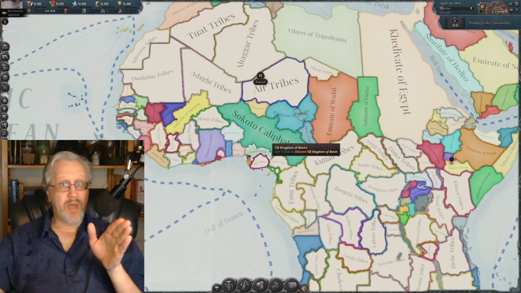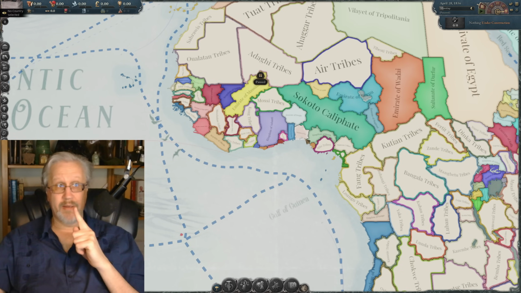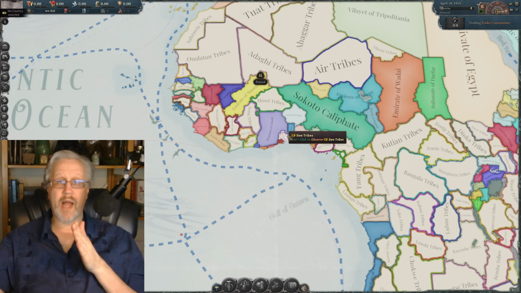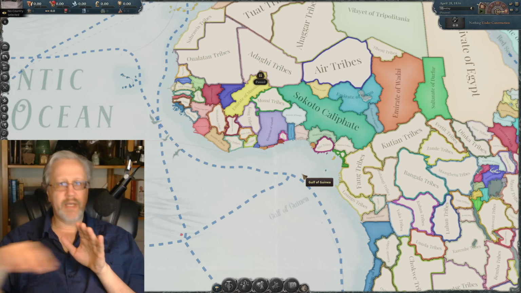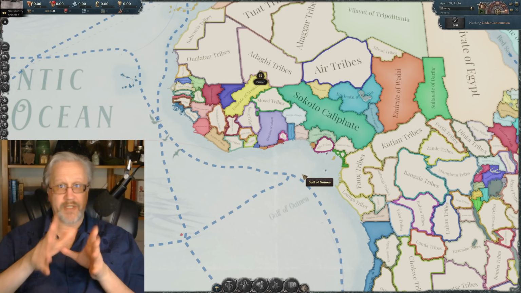And yet in this game, we could put everybody on a boat, sail them into the Bight of Benin, and start knocking over small African countries. Wow. No penalty for disease, no penalty for supply. This is ludicrous.